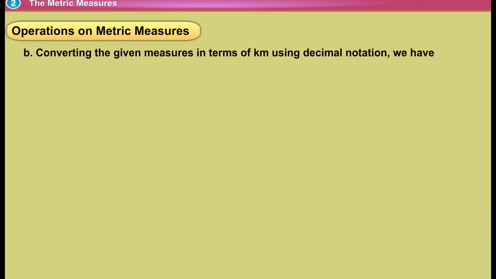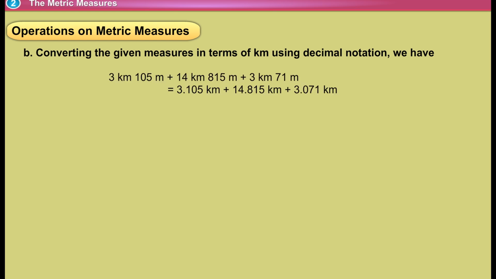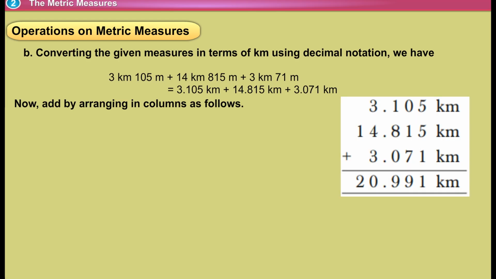B. Converting the given measures in terms of kilometers using decimal notation, we have 3 kilometers 105 meters plus 14 kilometers 815 meters plus 3 kilometers 71 meters is equal to 3.105 kilometers plus 14.815 kilometers plus 3.071 kilometers. Now, add by arranging in columns as follows. Therefore, the required sum is equal to 20.991 kilometers, which equals 20 kilometers 991 meters.